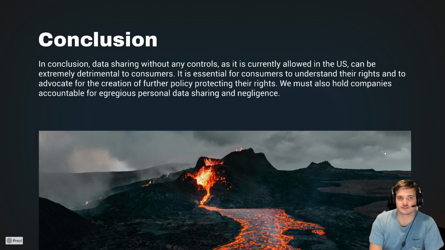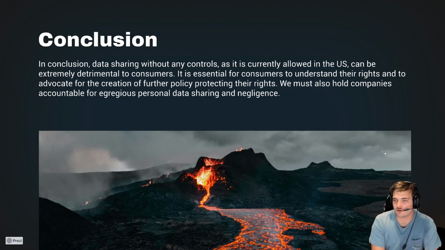In conclusion, it's always important to protect your personal data, and data sharing without controls, as it is currently in the US, can be extremely, extremely problematic for consumers in the future. It's very important for consumers to understand their rights and to advocate for the protection of their personal data. I feel it's also important that while you try to help your local government and your federal government build regulation on this, we also have to hold companies accountable for when they egregiously share personal data in a negligent manner.